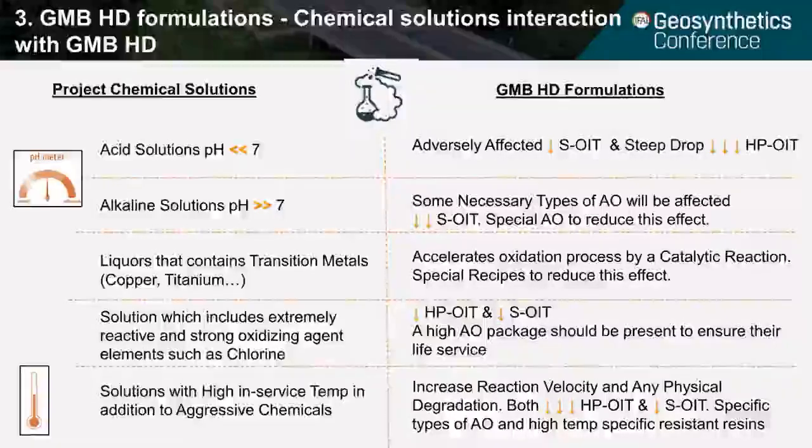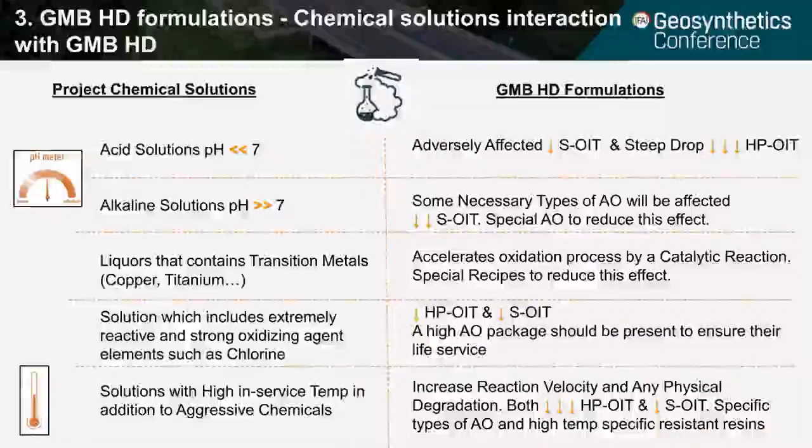Liquors that contain transition metals accelerate the oxidation process by a catalytic reaction. Hence, the durability of the geomembrane will be affected. Special recipes can be made to reduce the effect of these transition metals. Solutions which include extremely reactive and strong oxidizing agents, elements such as chlorine, will show a reduction on the standard and HPOIT. In order to minimize this effect, a high antioxidant package should be present in the geomembrane.